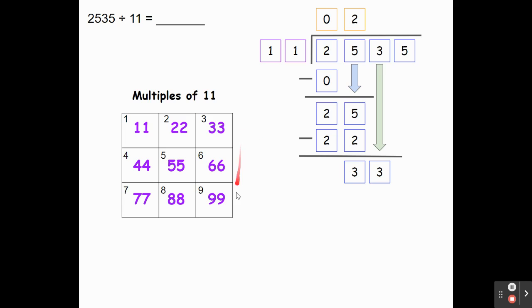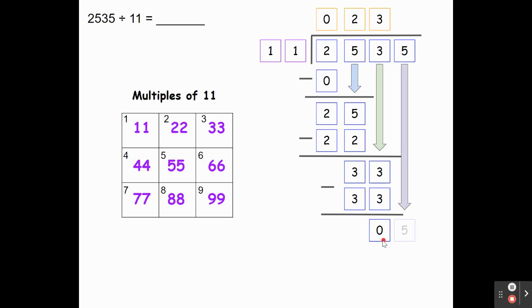Let's look to see which multiple of 11 gets us closest to 33 without going over. Well, the third multiple of 11 gets us exactly 33. So that means we're going to place 3 tens in each group. So we're going to put a 3 in the tens place. 3 tens in each group times 11 groups gets us a total of 33 tens that we're sharing. So if we subtract, we had 33 tens, we shared all 33 tens of them, there are 0 tens left to share. Let's bring down the next digit, which is the 5 in the ones place.